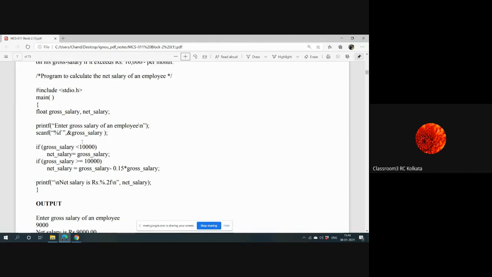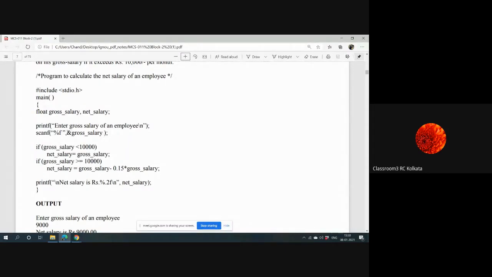Inside scanf, there is always a syntax. In double quotes, you have to give the formatting string. If I am trying to print an integer, it will be %d. For a float, it will be %f. And to print or scan a character, it will be %c. Now we are trying to take the value of gross salary, so in double quotes we have used %f, and comma, ampersand gross salary.